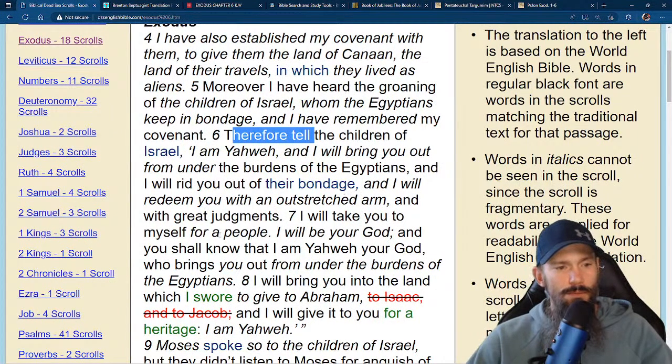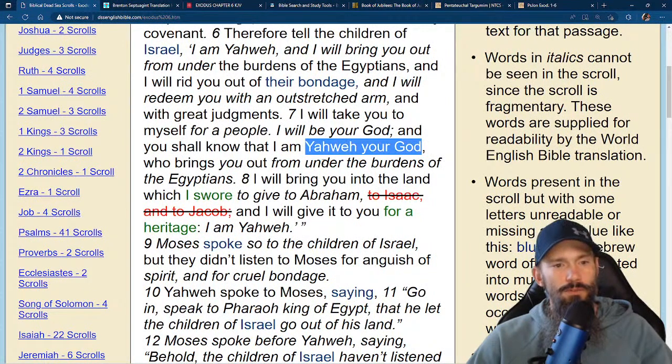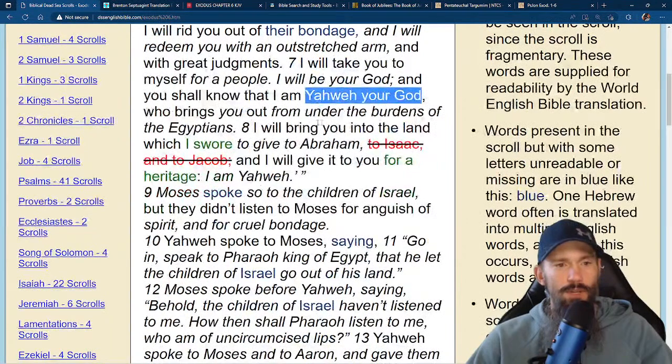And I will take you to myself for a people, and I will be your Elohim. And you shall know that I am Yahuwah, your Elohim, who brings you out from under the burdens of the Egyptians. And I will bring you into the land which I swore to give to Abraham, and I will give it to you for a heritage. I am Yahuwah.